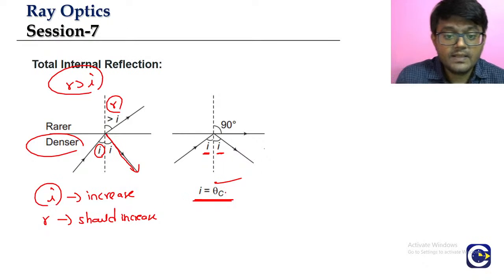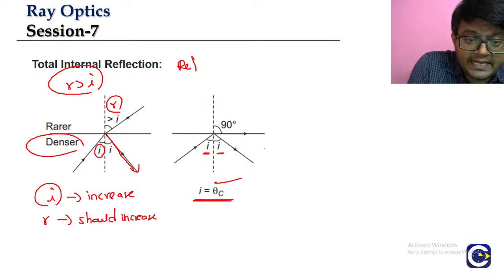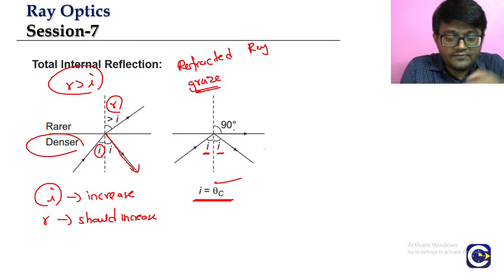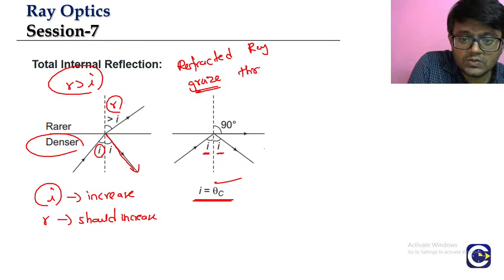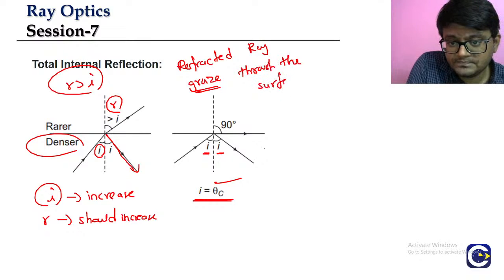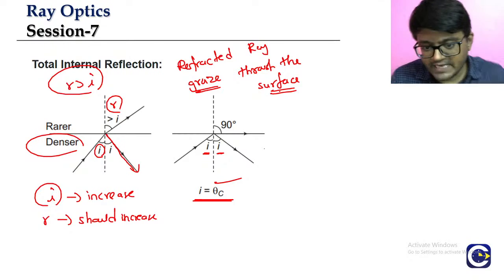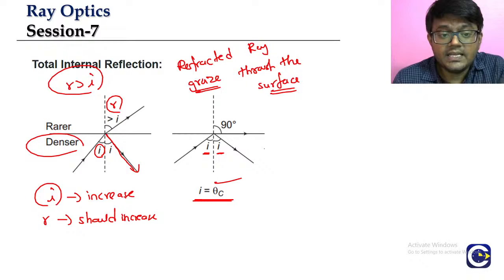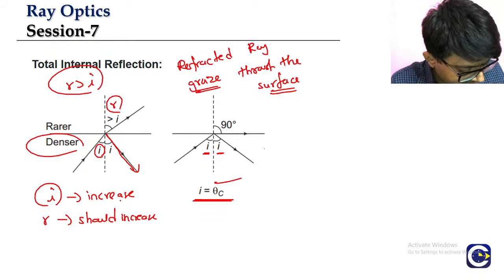What is this? The refracted ray will graze. Grazing means what? It will go along the surface. Refracted ray will graze through the surface. Okay, so that is what we call the critical angle of incidence.